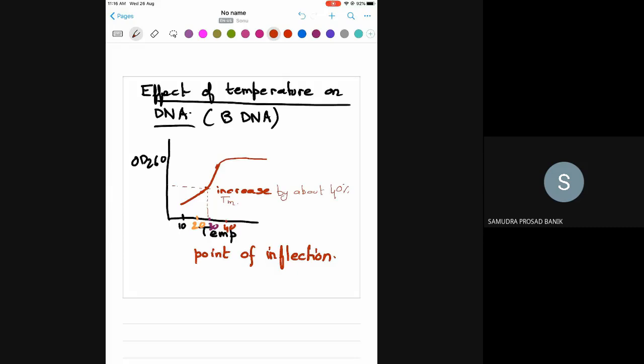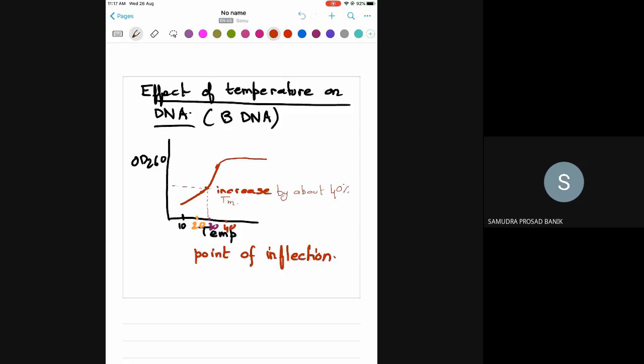Okay, because at this point all of the DNA is now single stranded. Earlier half of the DNA was single stranded, now all of the DNA is single stranded. You don't have any more double stranded regions to unwind, so there is no further increase in the absorbance at 260 nanometer.